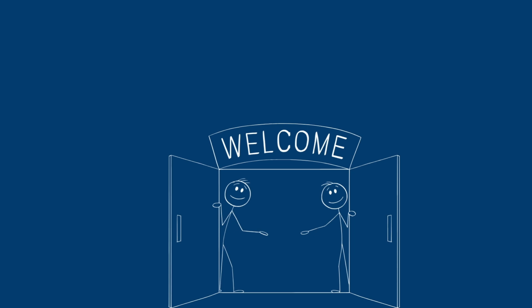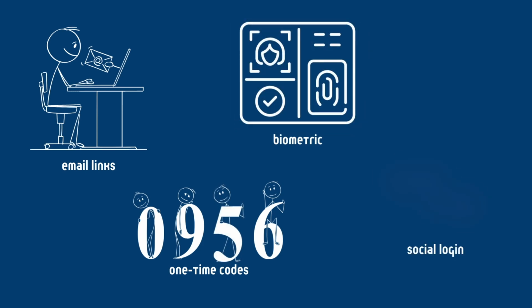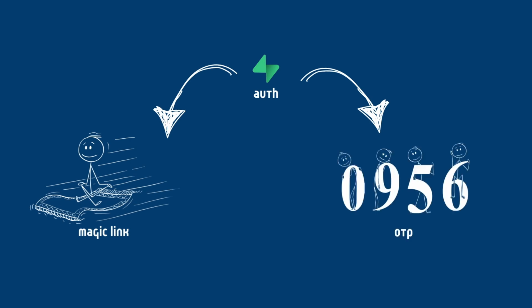Passwordless authentication is a modern approach to user authentication that allows users to log in without needing to create or remember a password. Instead, users can authenticate using methods like email links, one-time codes, biometrics, or even social login. Supabase Auth offers two of the passwordless methods that use the user's email address. We have the magic link and we have the OTP, one-time password.